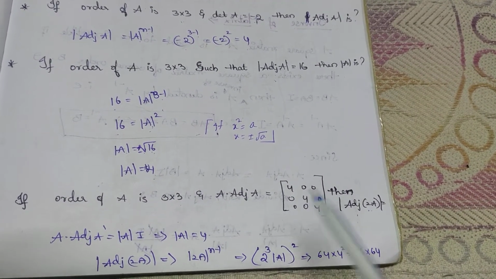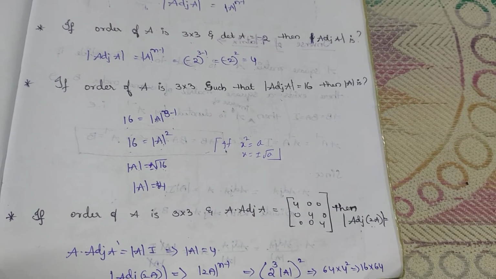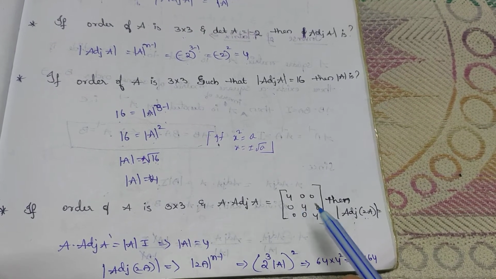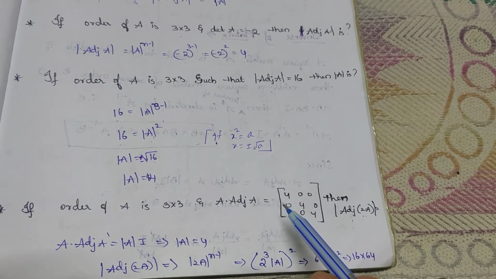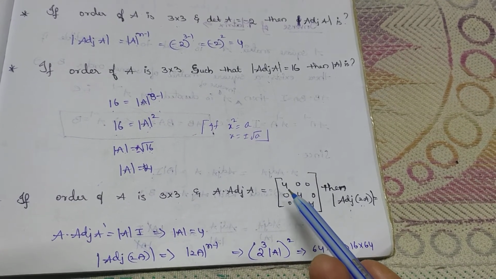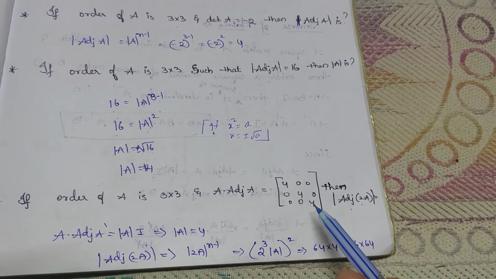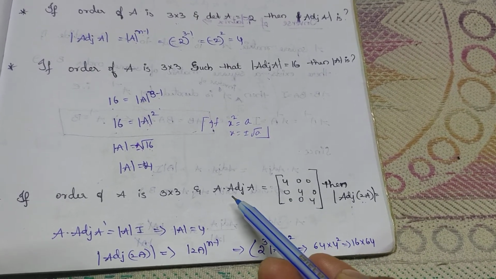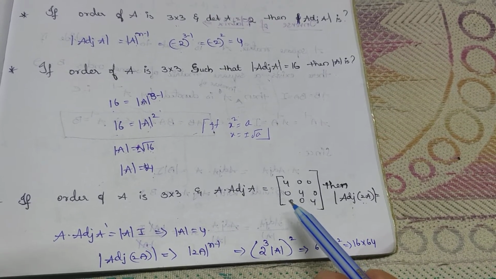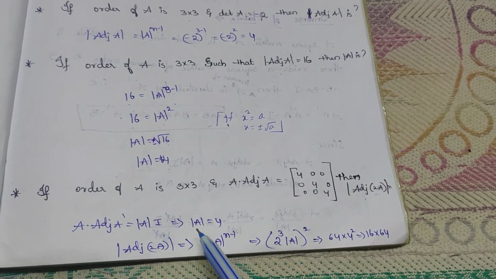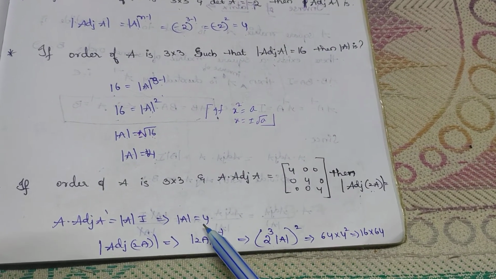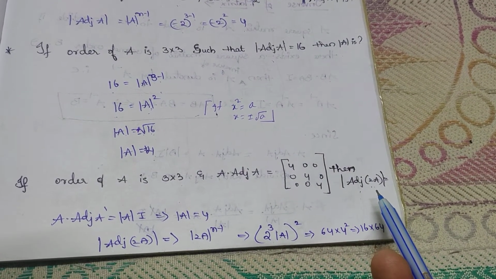So, A into adjoint of A is nothing but det A into I. So det A into I, they given 4 0 0, 0 4 0, 0 0 4. So det A into I means if we take 4 common from this matrix, 4 into 1 0 0, 0 1 0, 0 0 1. So this is nothing but 4 into I. So det A into I is nothing but 4 into I. So det A is equal to 4 we have from this one. Okay, very clear. So det A is equal to 4 we have. Now, we have to find out determinant of adjoint of 2A.